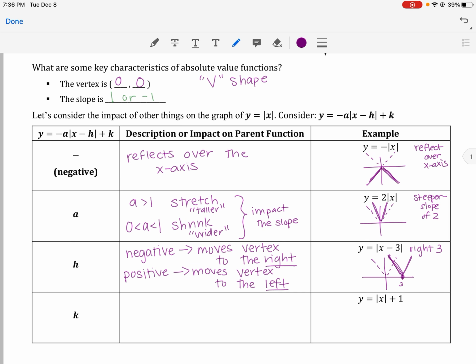Okay, last but not least, if you add k at the end, that's what moves it up or down. So these are what we call a horizontal and then a vertical shift. So if this one's negative, then it moves the vertex down. It goes the way that you expect it. And if it's positive, it moves the vertex up.